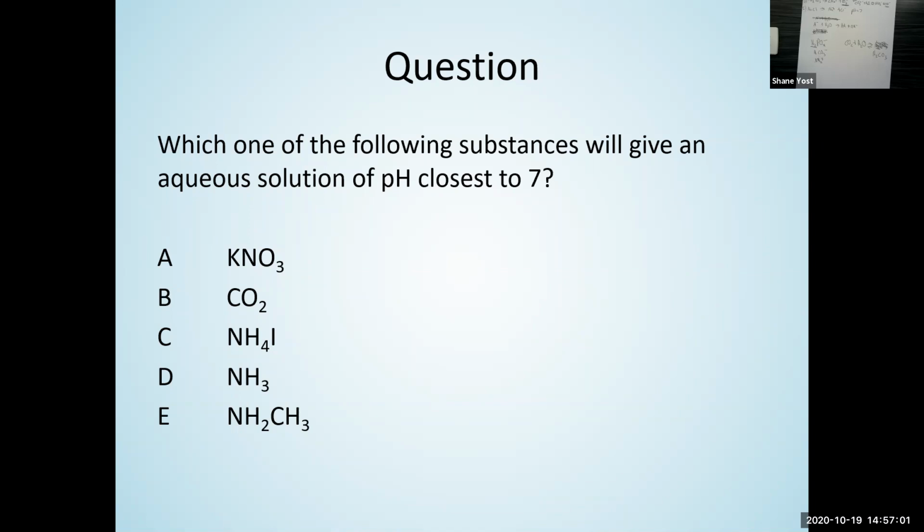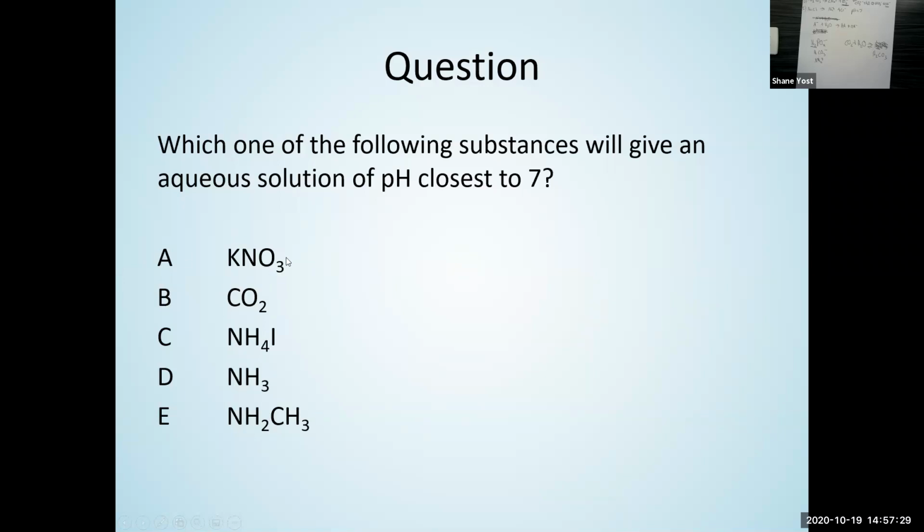NH3. What is NH3? A weak base. Yep. And so that will raise the pH. Okay. And then NH2CH3 is also a weak base. This will react with water to form NH3CH3 plus and hydroxide ions. Okay. So this E here is a weak base as well, and this will be a basic solution, just like D.